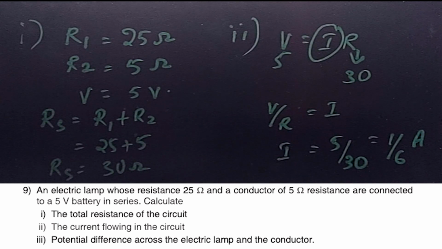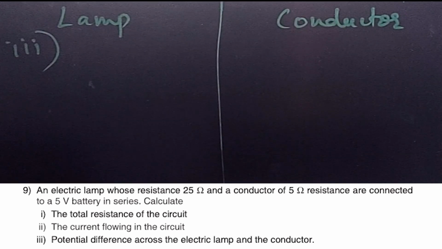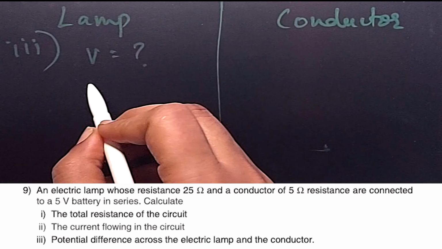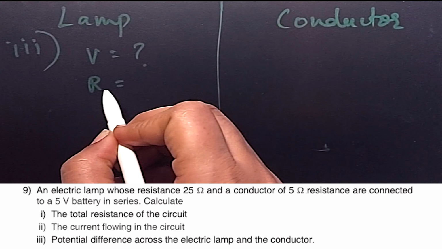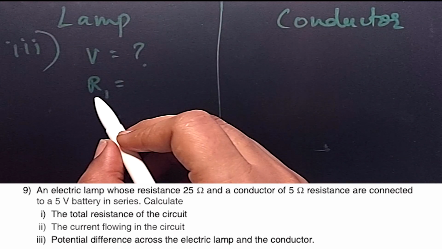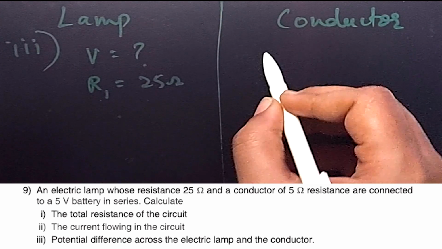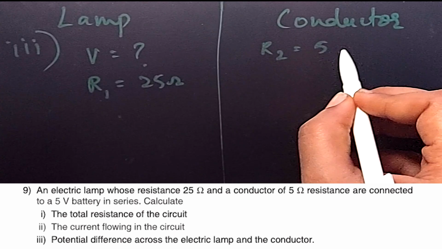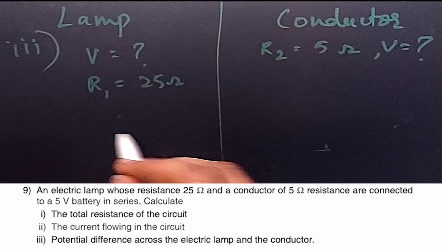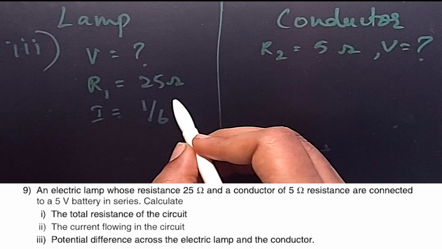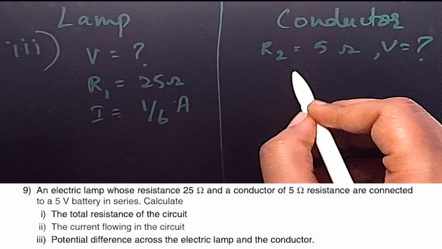Going to the third sub question. We are supposed to find the potential difference across the electric lamp and the conductor. Do we know the resistance? Yes, it is given in the question. That is, the resistance of the lamp is 25 ohms, whereas the resistance of the conductor is 5 ohm. Here also we are supposed to find the voltage. Do we know the value of current? Yes, by the answer of the sub question 2, the value of current is 1 by 6 ampere.